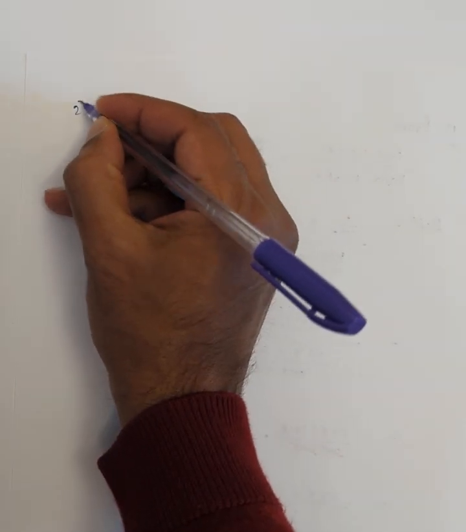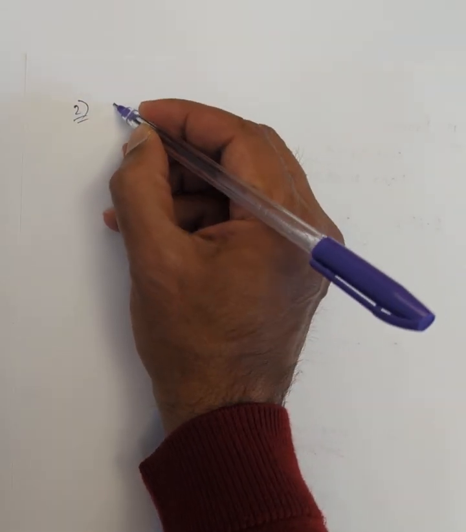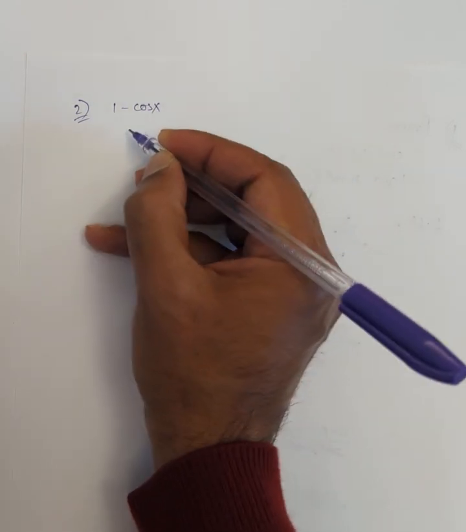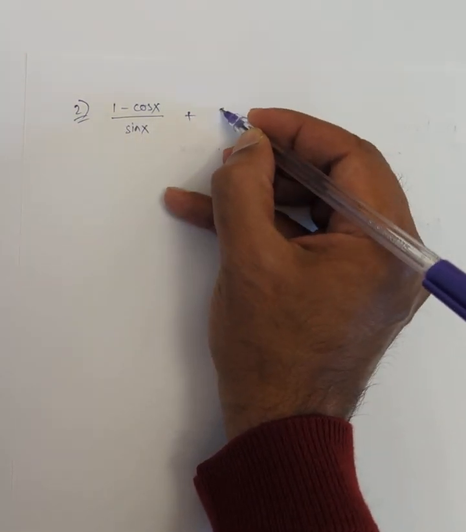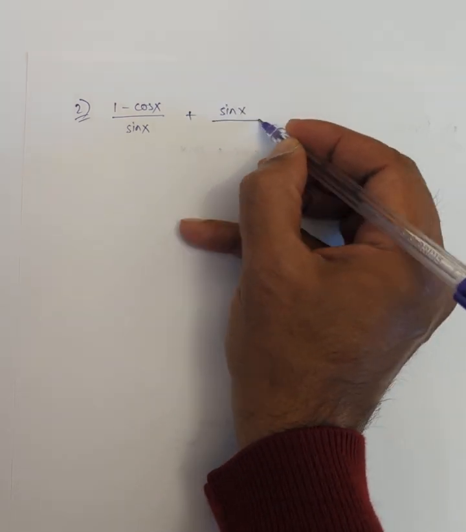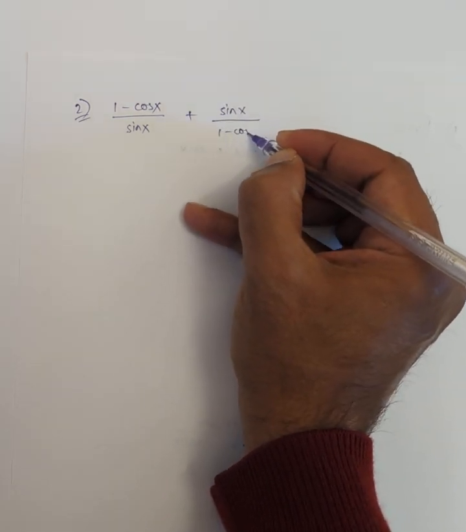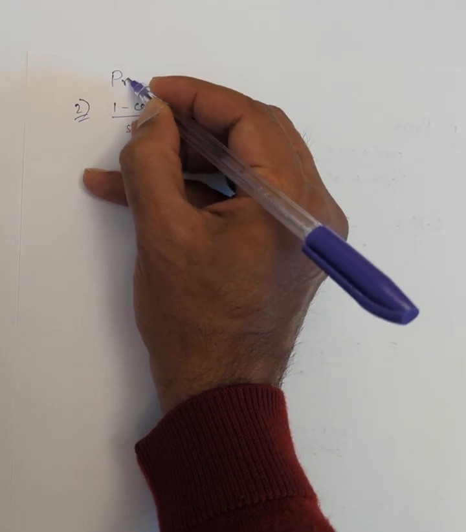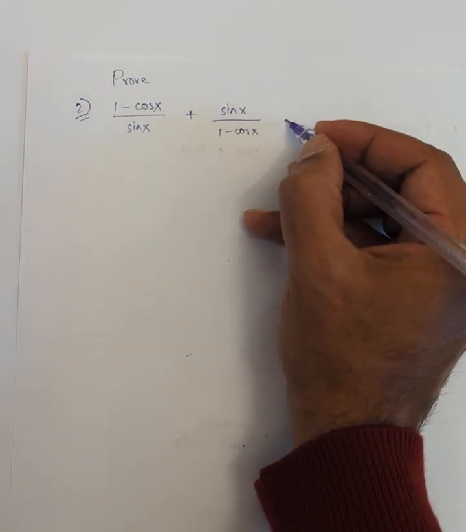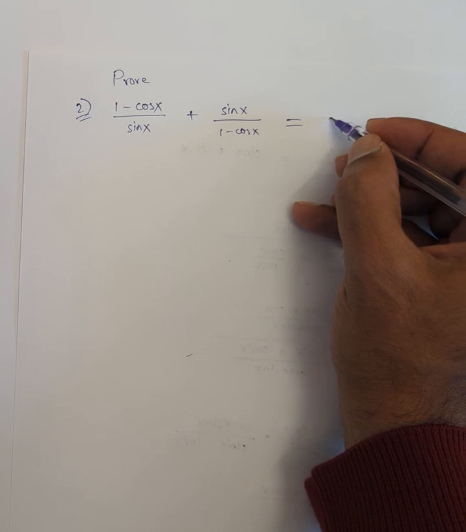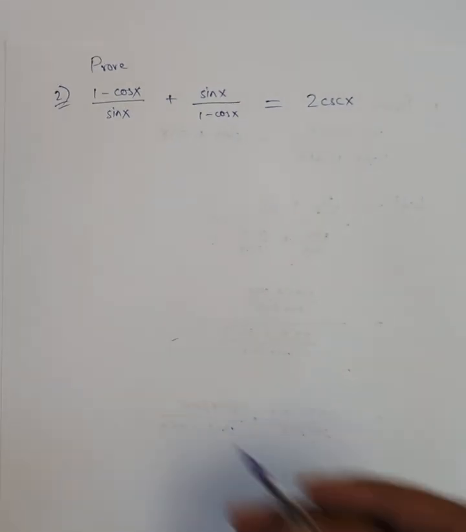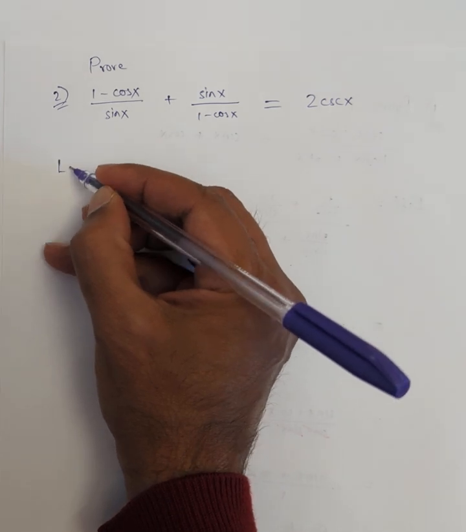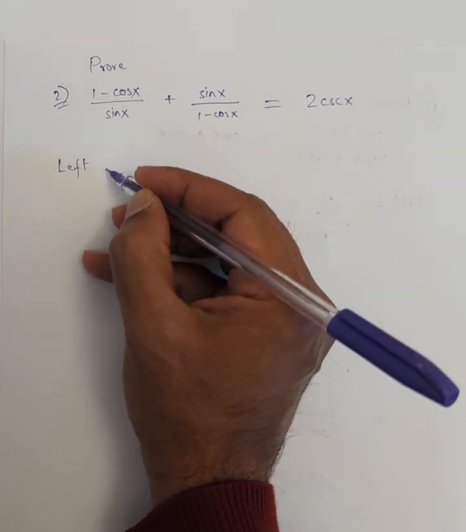And this time I have 1 minus cos x over sin x plus sin x over 1 minus cos x. Well, the question is, prove that this is equal to 2 cosecant x. And again, how do I rewrite my left side? So let's start at the left.